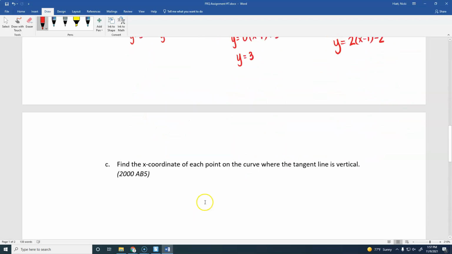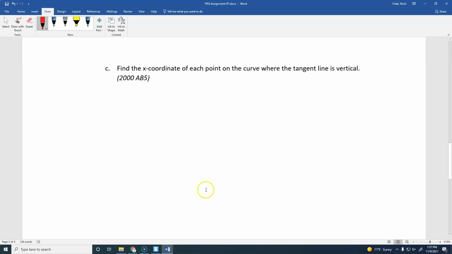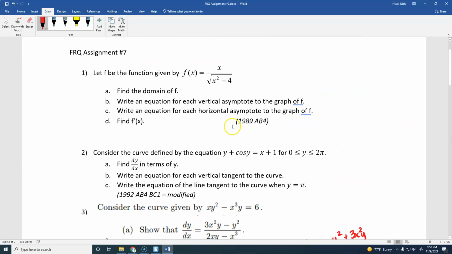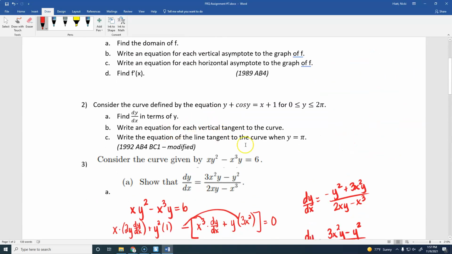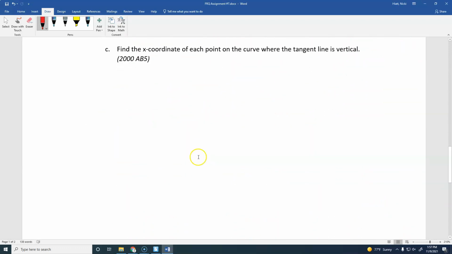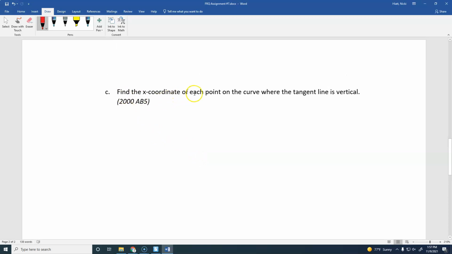All right, let's look at C. There's also a similar part, and this is really typical for you to see on implicit differentiations. You'll notice part B on number 2 asks basically the same thing, right? The equation of each vertical tangent to the curve. Down here, we're supposed to find the x coordinate of each point on the curve where the tangent line is vertical. So vertical tangent line is what we're looking at here.